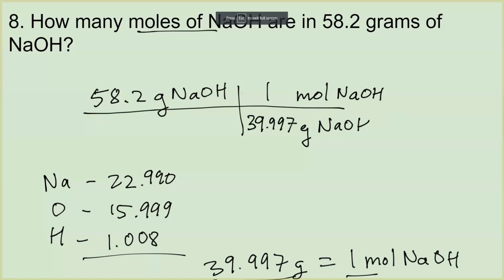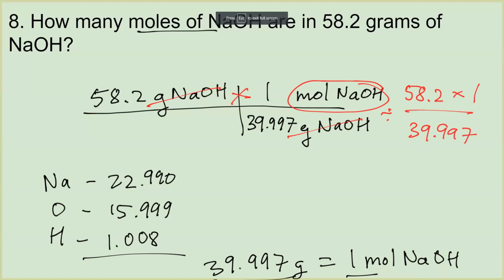So now what I'm going to do is cancel out the units. Top and bottom, grams and grams will cancel out. Okay. And the unit that I'm left with is moles of NaOH. So I multiply across and I divide by the bottom. I'm going to do 58.2 times 1, which is just 58.2. And then I'll divide that by 39.997.